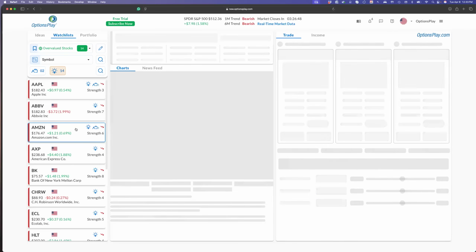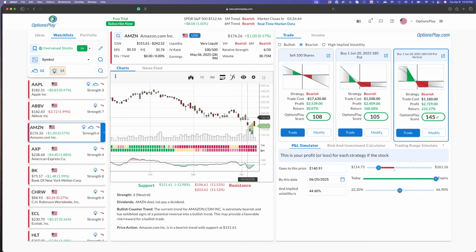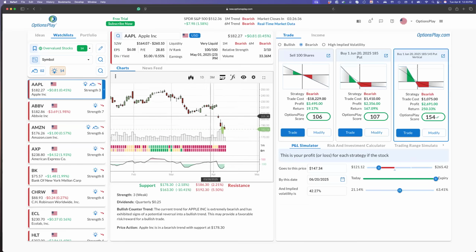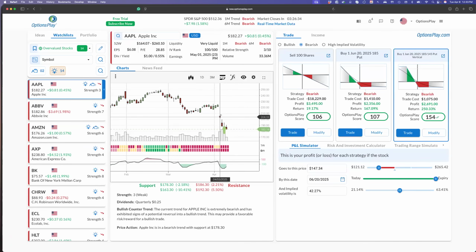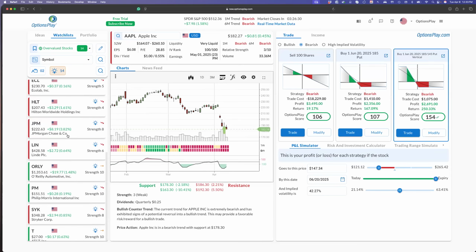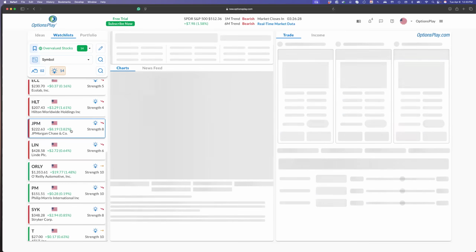Amazon's another one that we currently have a bearish view on. Apple's another one we have a bearish view on. And the question is whether or not this bounce provides an opportunity for sellers. Looking at Apple, it hasn't quite recovered, so it's looking a lot weaker. Let's just go with JP Morgan for a second.